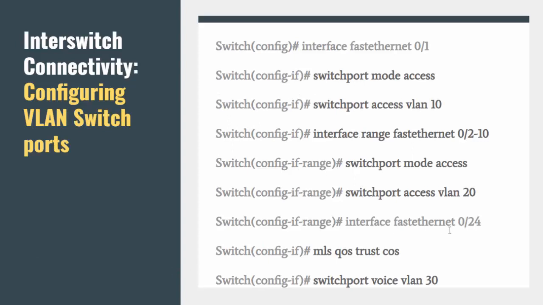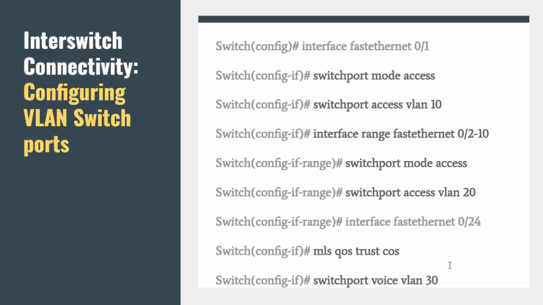Then when we configure the VLAN on a switch port, we enter the switch port like interface FastEthernet 0/1. We can turn it into an access port only, and then assign that access port a VLAN. So switchport access vlan 10. We can enter a range of ports like interface range FastEthernet 0/2-10, which would mean switch ports 2 to 10, and then turn them into access ports and then assign them a VLAN.